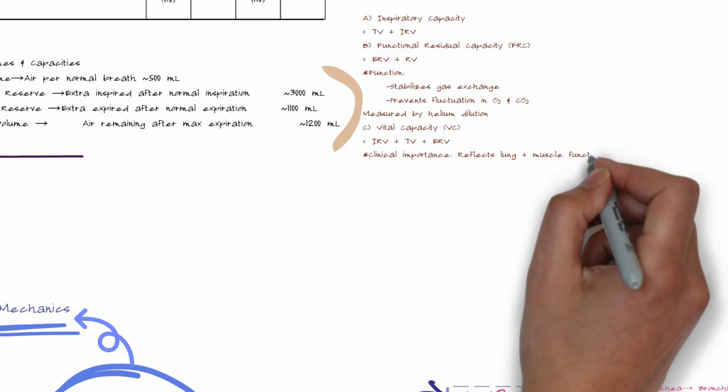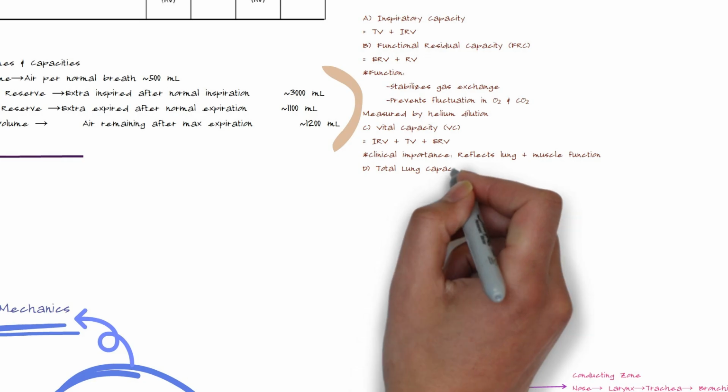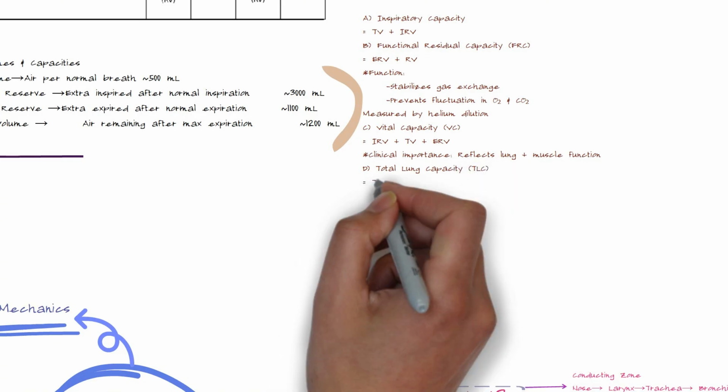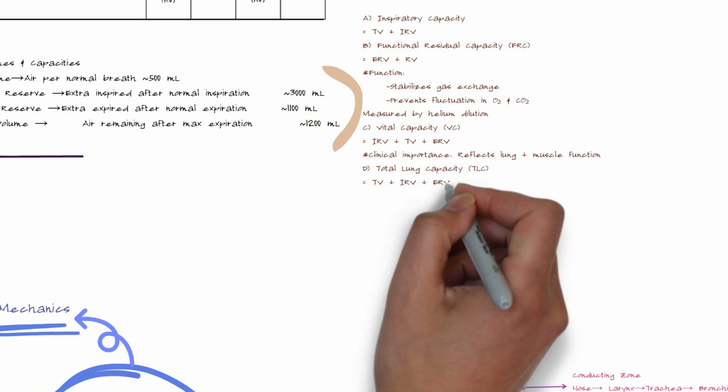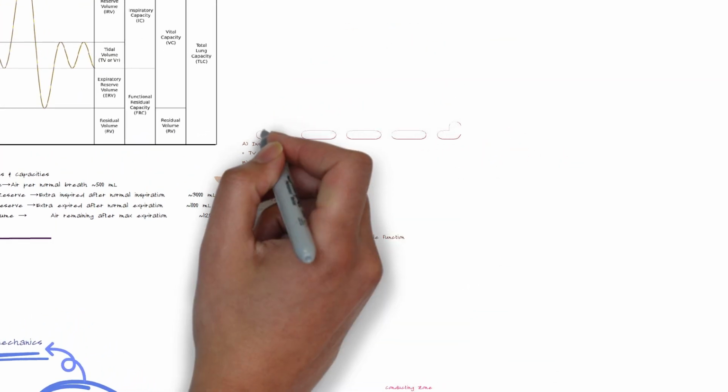Last but not least, the inspiratory capacity, which is the maximum inspiration after the normal expiration. So this equals the tidal volume plus the inspiratory reserve volume.